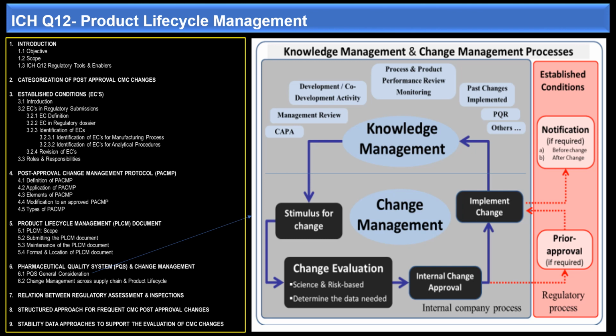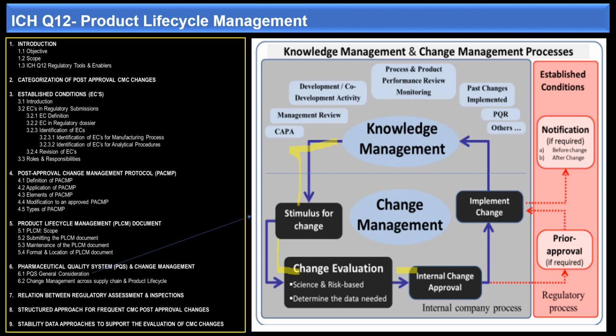If we look into the general consideration of knowledge management and change management process, these are two very important aspects. Knowledge management generally includes CAPAs, management review, product and process reviews, PQRs, etc. Based on the knowledge gained, there is a stimulus for the change. When the stimulus is there, that change is evaluated based on a scientific and risk-based approach. Then there is internal change approval. Once the change has been evaluated, there is internal approval of the change.